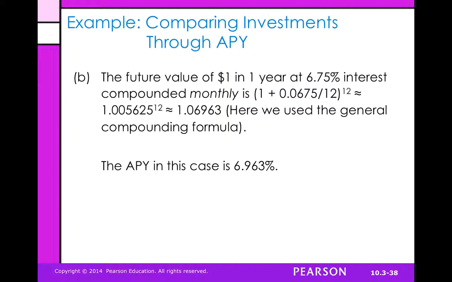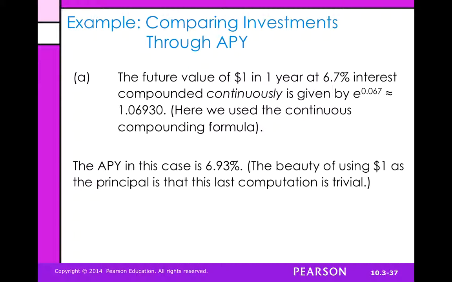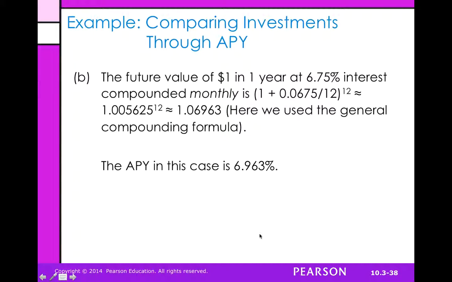Okay, let's look at scenario B. The future value of $1 in 1 year at 6.75% interest compounded monthly. We now use the compounding formula and we get 1 plus the periodic interest rate, so 0.0675 gets divided by 12, raised to the 12 because we're compounding monthly, and we get 1.06963. So in this case, the APY is 6.963%. So notice that that is better than this, right? 6.93 plus a little extra, or sorry, 6.96 is better than 6.93.